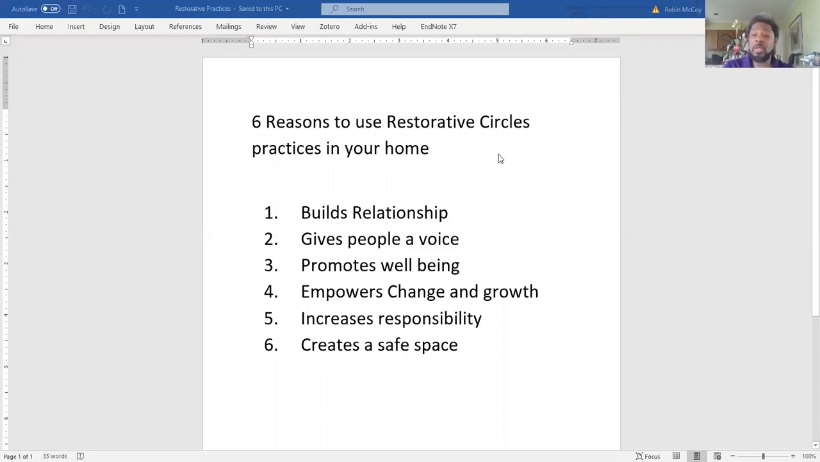All right. The third thing it's going to do is promote well-being. What is that? Well, think about yourself. You tend to like people who make you feel comfortable, right? And I think as a parent, sometimes we forget that even though they are children, they're still humans. And we want to make sure that the child feels comfortable, right? And we feel comfortable around people who make us feel comfortable.